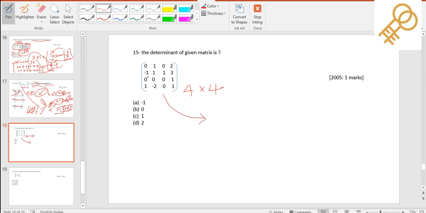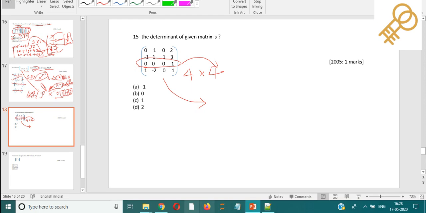See, once you notice here, except one element, all elements are 0. So we'll consider this row only and try to find the determinant of the given matrix. I'm expanding the given matrix by the third row, which contains lots of 0s.